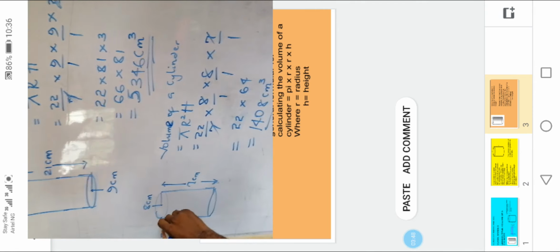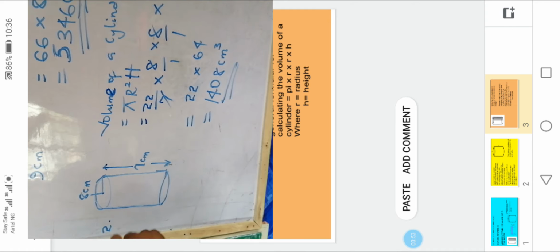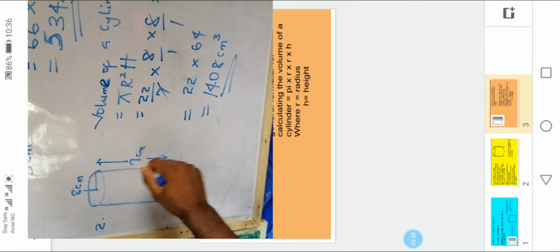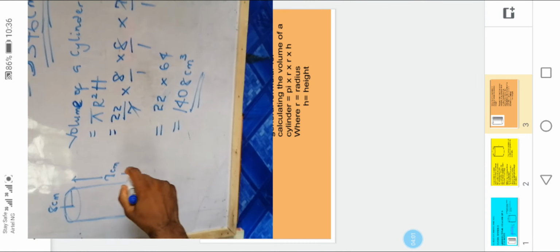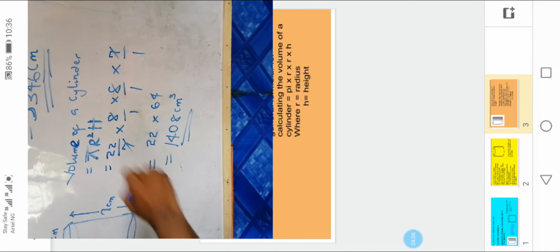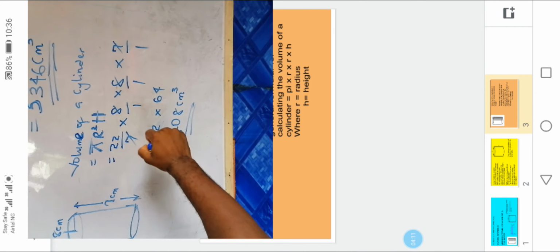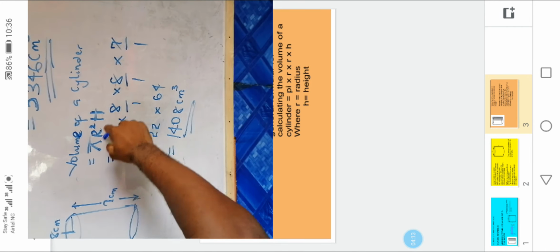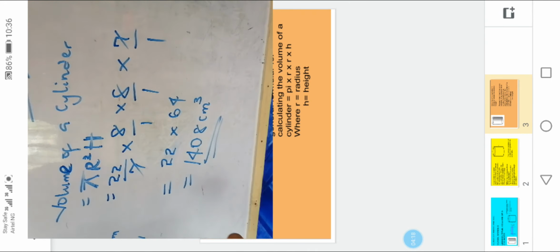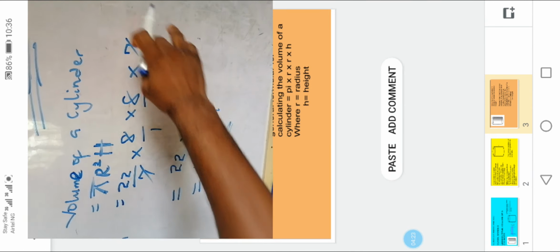Now, here is also a cylinder, and we want to calculate the volume of this cylinder. Do not forget the radius is 8 centimeter and the height is 7 centimeter. Now let's go back to the formula. The formula again is pi r squared h. What is a pi? A pi is 22 over 7 multiplied by our radius squared, 8 times 8, then multiplied by the height, which is 7 centimeter.